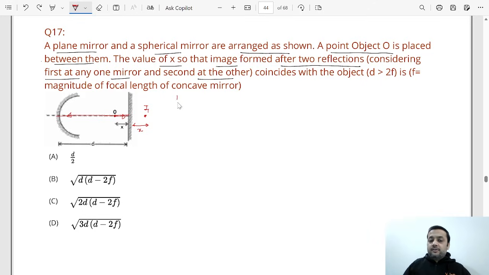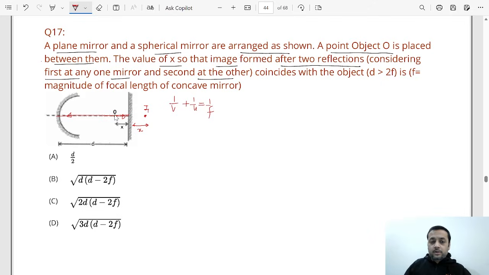So what do we want? The image formed by the concave mirror, because now the second image is being formed. The first image was this, the concave mirror will be forming the second image, and I1 will behave as the object for the concave mirror. So I will use 1 by v plus 1 by u is equal to 1 by f. This formula I will apply for the concave mirror.